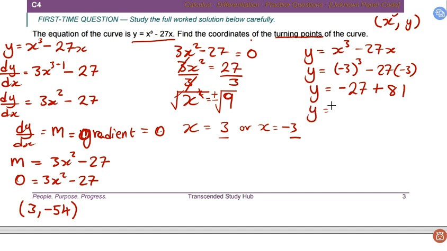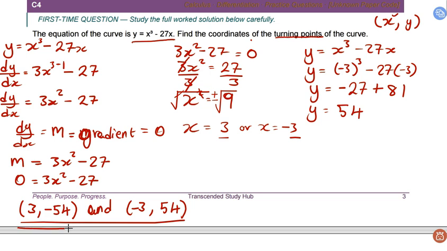So y will be equal to, when you use your calculator, negative 27 plus 81. You are getting 54, which is positive. So when we use negative 3 as x, our y is positive 54. So these are the coordinates of the turning points which they are looking for.